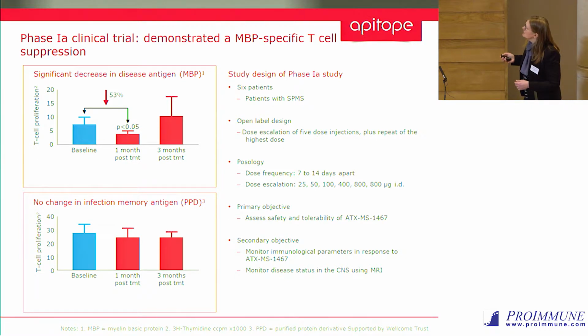So going back to this data, it was really a very short study, so there is nothing to report about MRI, but what we could notice was that compared to baseline, 1 month after stopping the last treatment, you can still see that the MBP-specific T cells had a reduced proliferation, but after 3 months, this was actually gone. And from a safety perspective, we analyzed the PPD response, and that was absolutely not altered, indicating that we just affect the T cells that are actually included in the disease pathology.